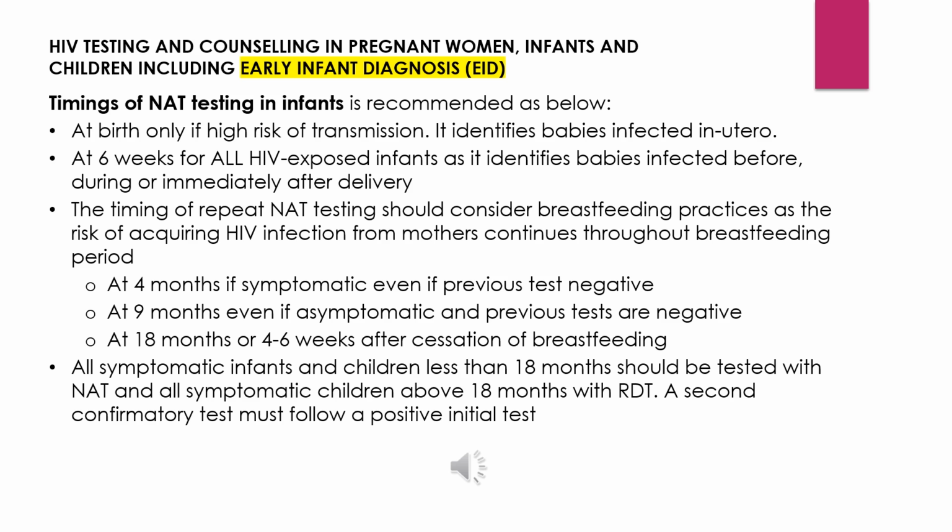So the timings that are recommended include at 4 months if symptomatic, even if the previous test is negative, at 9 months, even if asymptomatic and previous tests are negative, and at 18 months or 4 to 6 weeks after the cessation of breastfeeding. All symptomatic infants and children less than 18 months should be tested with a NAT test, and all symptomatic children above 18 months with rapid diagnostic tests. A second confirmatory test must follow a positive initial test.